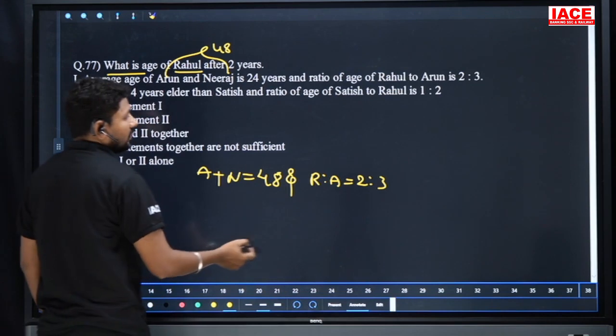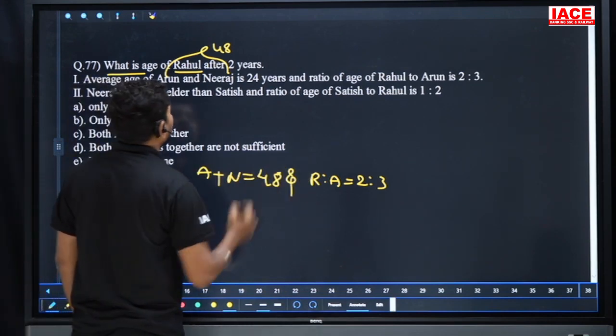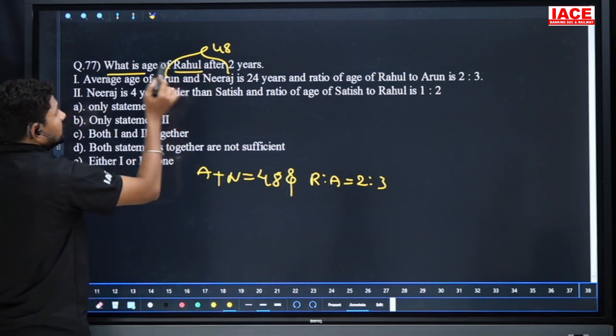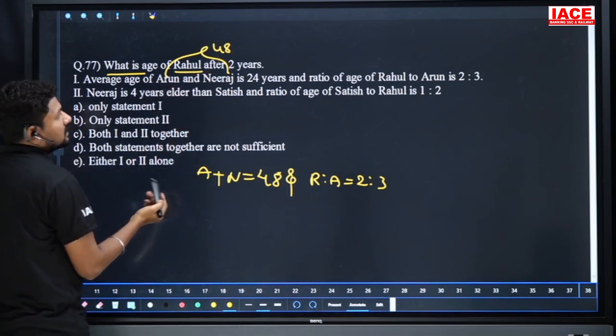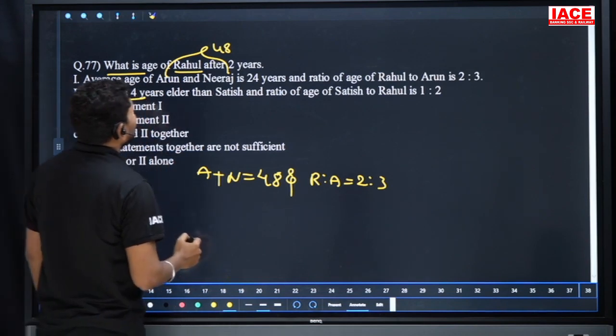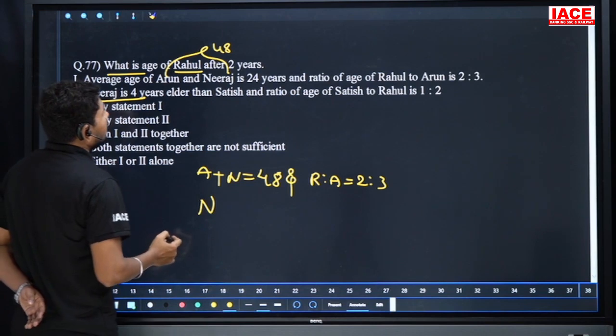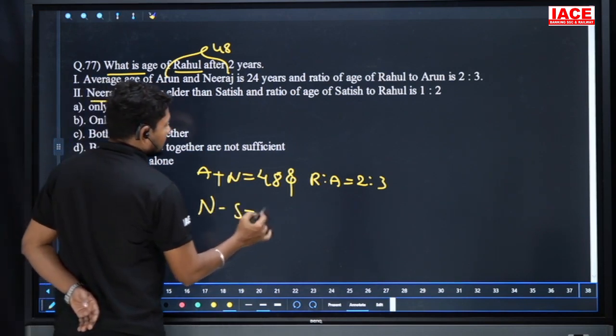Without knowing the Neeraj value, you can't express the Arun. Without knowing the Arun value, you can't express the Rahul, and Rahul's age after 2 years. First of all, if you know the single age, you will get the age after 2 years also. Neeraj is 4 years elder than Satish, then here N minus S is equal to 4.